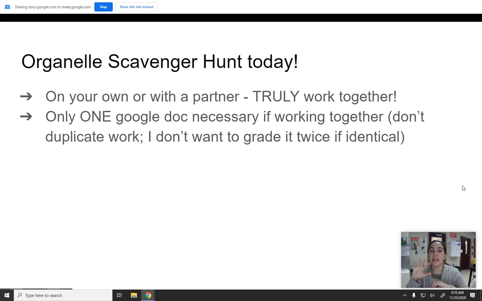You could either turn in, like if you divide up the work and one person does half the organelles and the other person does the other half, that's fine. But then only fill out half of your doc and make a note that so-and-so did the other half. The thing I want to avoid is I don't want to have to grade the identical thing twice. Or you can have one person typing on the document and the other person collecting the items or something like that.